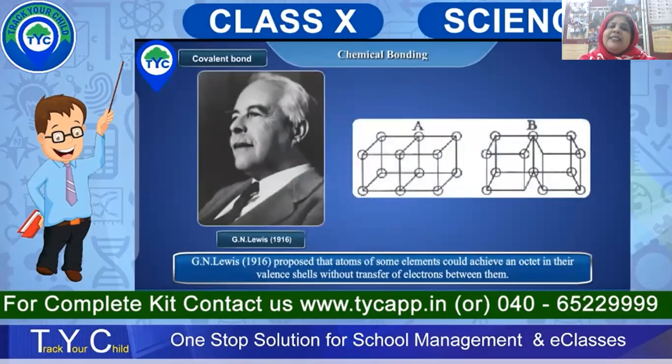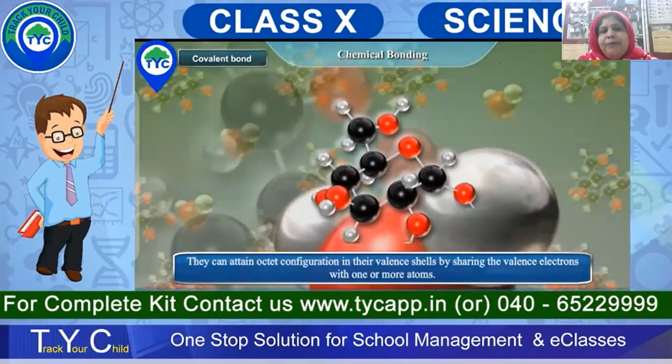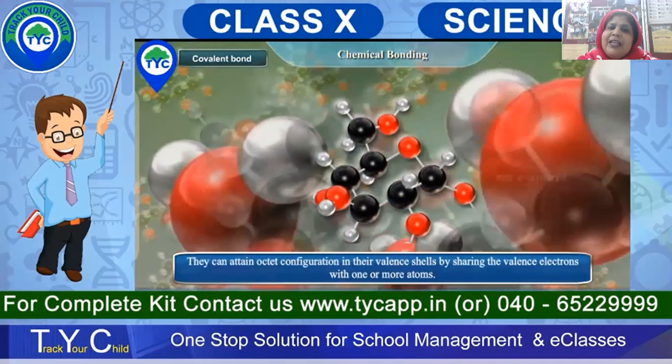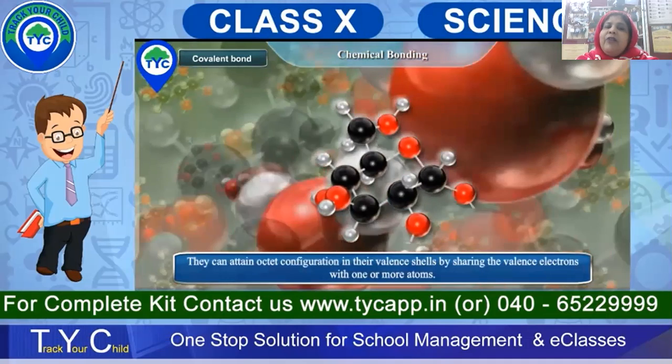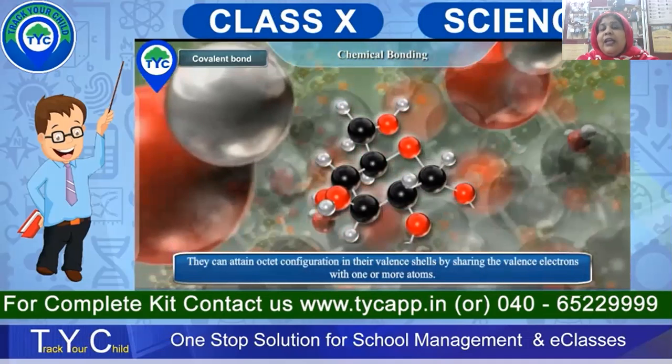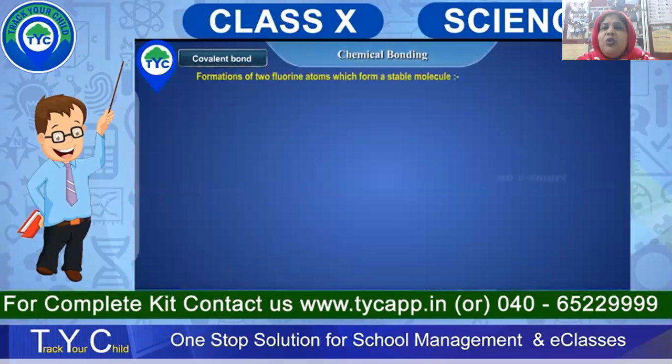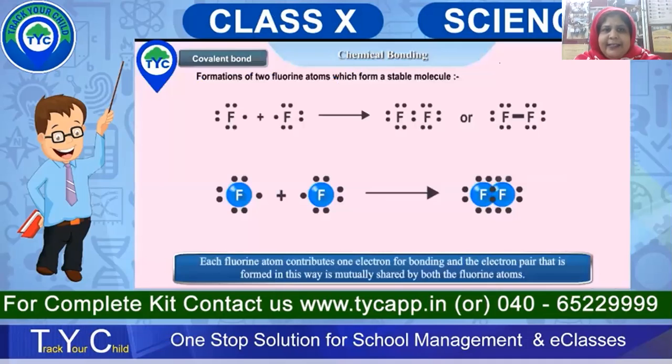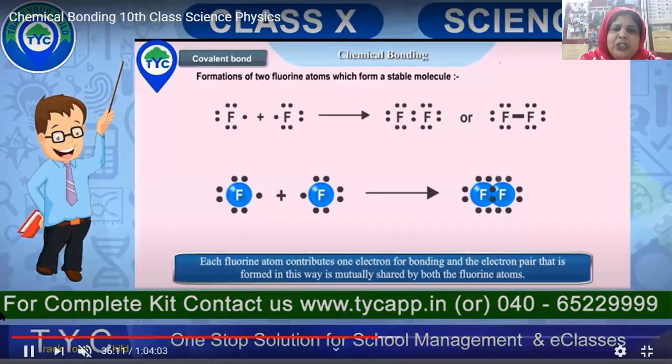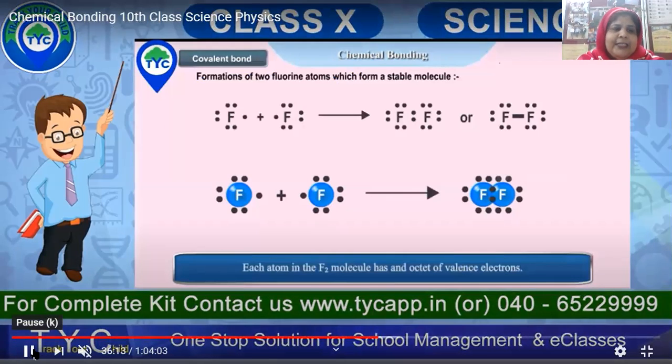Lewis in 1916 proposed that atoms of some elements could achieve an octet in their valence shell without the transfer of electrons. They can attain the octet configuration in their valence shells by sharing their valence electrons with one or more atoms. As I told you, in sodium chloride, there is no need for them to lose or gain; they are sharing and forming a new compound or a crystal. So now coming back to this, each fluorine atom contributes one electron for bonding, and the electron pair that is formed in this way is mutually shared by both the fluorine atoms.